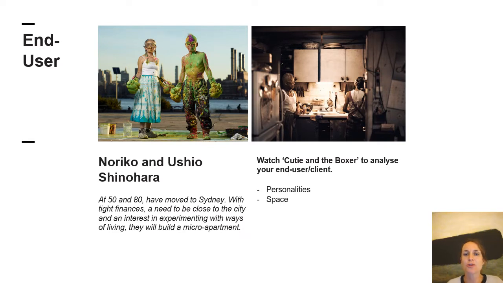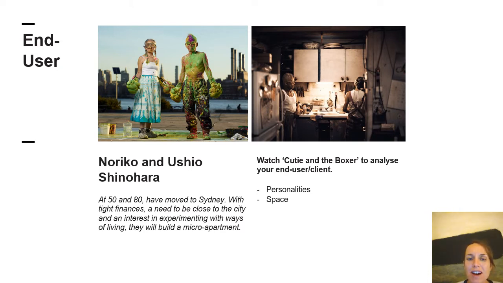So let's talk through each of the 3 components of the project brief. The first is the user. So what we'll be doing is watching a movie, and this is the movie that I sent you a week ago, called Cutie and the Boxer. The central characters in Cutie and the Boxer are Noriko and Ushio Shinohara. These 2 characters will be your client. You will be designing for them.